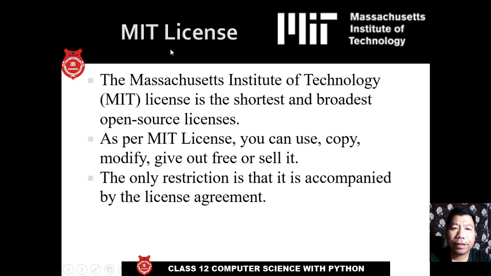And the MIT license. Another license is the Massachusetts Institute of Technology license. This was created by one of the best institutes, one of the best universities in the world, MIT, and this license is the shortest and the broadest open source license. Among the different licenses that we studied and are going to study, this one is the shortest and the broadest. As per the MIT license, you can use, copy, modify, give out free or sell it. Oh, the MIT license even allows you to sell that software. The only restriction is that it is accompanied by the license agreement. So in brief, the MIT license states that you can do whatever you want, okay? Broadest. You can do whatever you want, but the only restriction is the license agreement must be there. Okay, this is the MIT license.